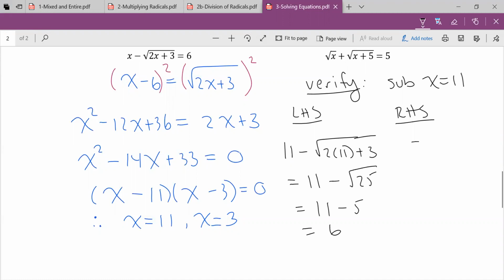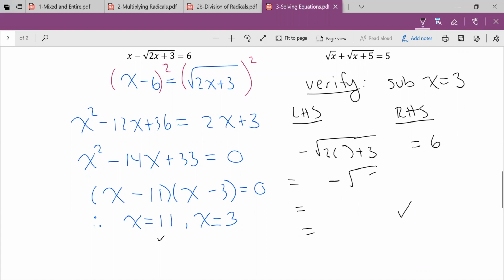Well, what's the right-hand side? The right-hand side is just 6. So I've verified it. It's fine. That's good. That's one answer. I know 3 is not an answer because I graphed it. But what if I hadn't graphed it? Okay, what if I hadn't graphed it? Well, let's just go and see what happens.